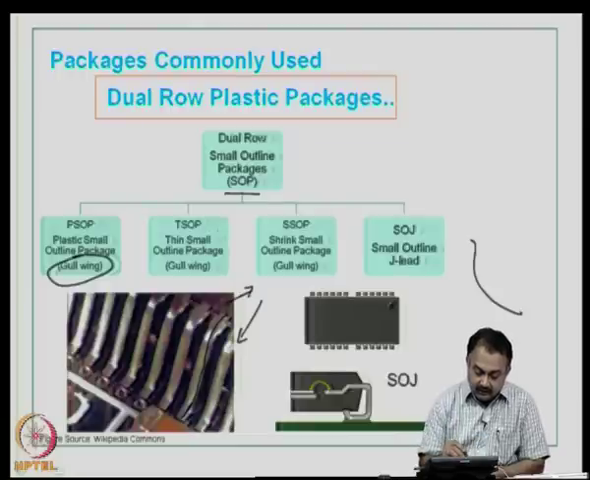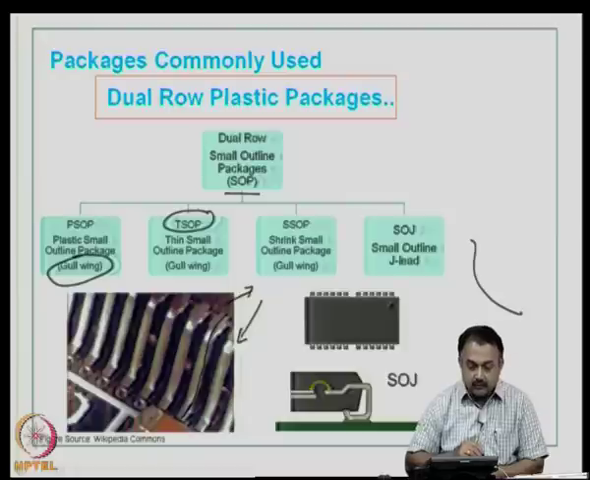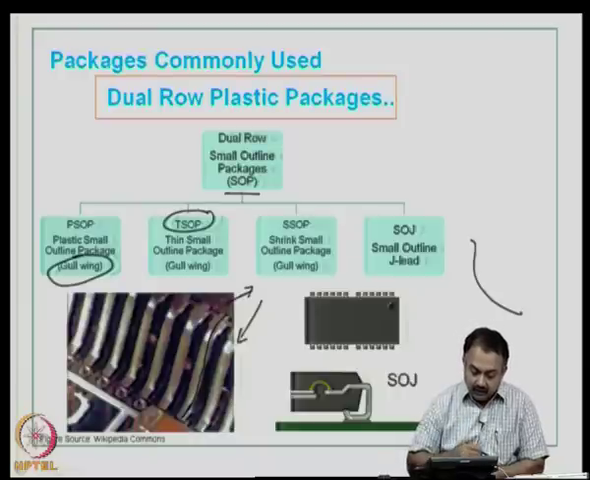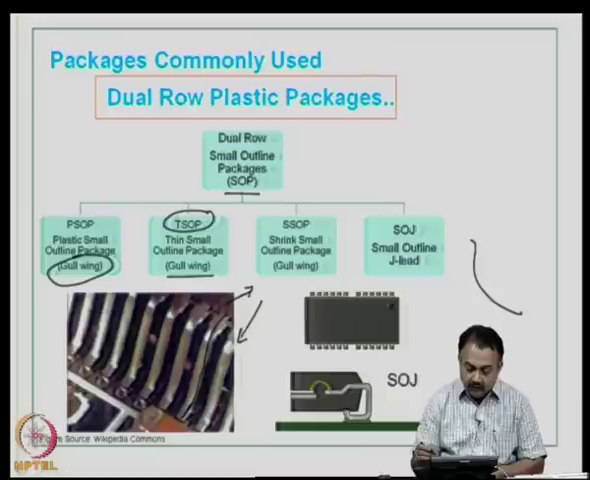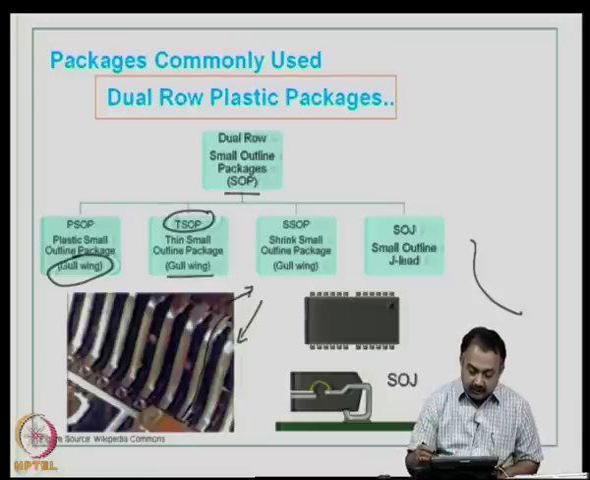Then you have the next classification, thin small outline package, which again indicates that the package is very thin. It is in the form of a small outline package. So, compared to a PSOP, a TSOP will have a low profile, and this is again gull wing. Then you have a shrink small outline package.